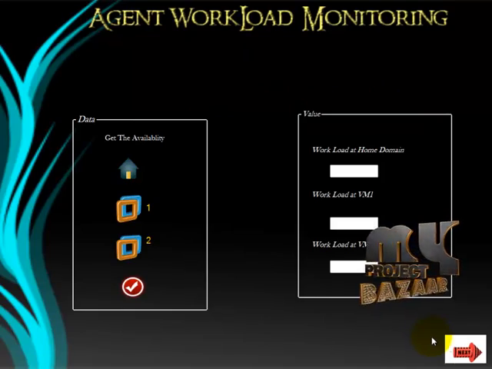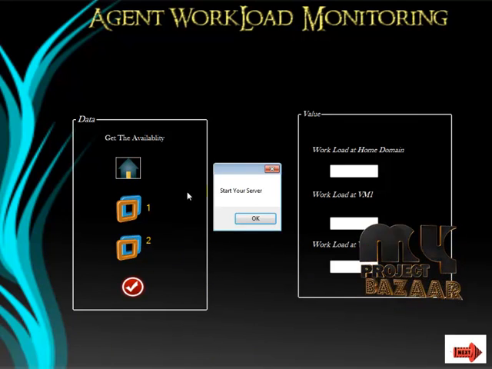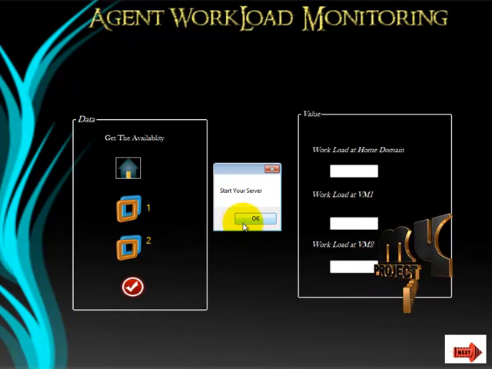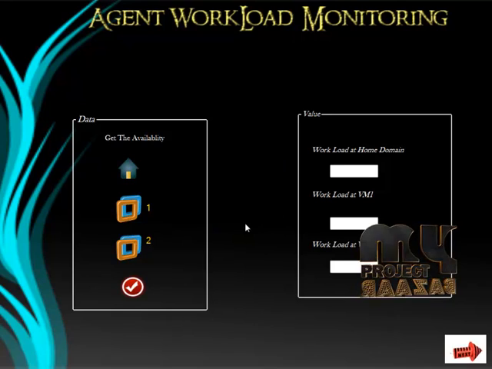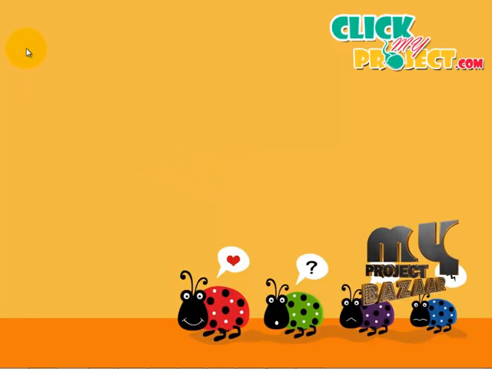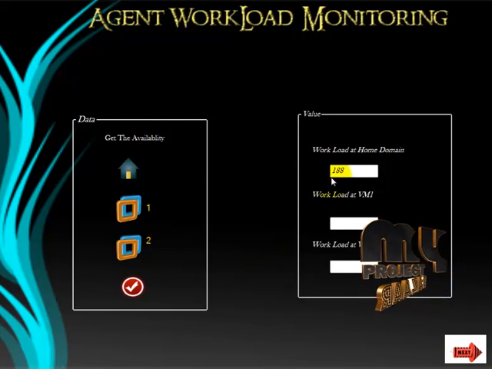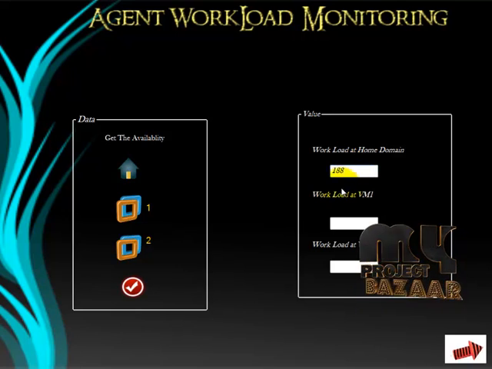Let's see the demo of our project. This is our home. Now the agent is going to monitor the workload of the home domain, VM1 and VM2. When I click on this home button, I get information that we have to start the server first. So I am going to start my server. My server has been started here. I am clicking the start server button. Now I am getting the availability for the home domain. The workload I got is 188.